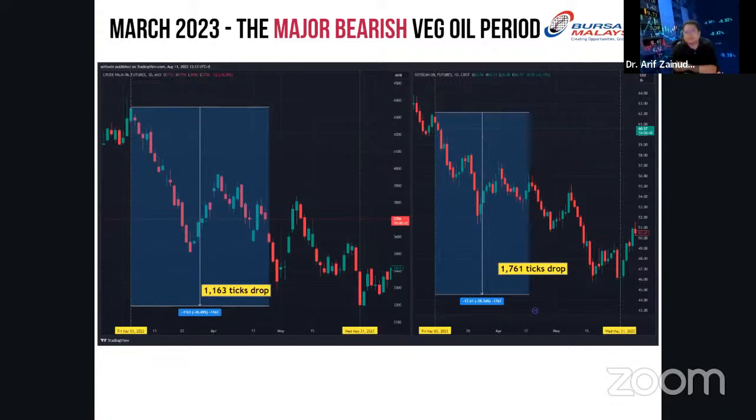Strong correlation doesn't mean positive relationship, right? Yes, correct. But the correlation between soybean oil and CPO is a high, strong correlation, so the movement is proportionate. Whenever soybean oil goes up, CPO will go up as well.